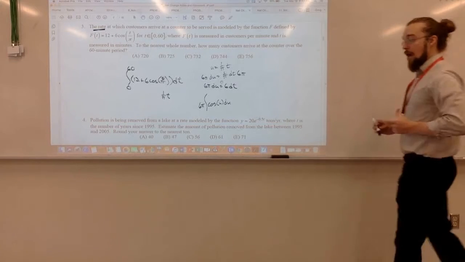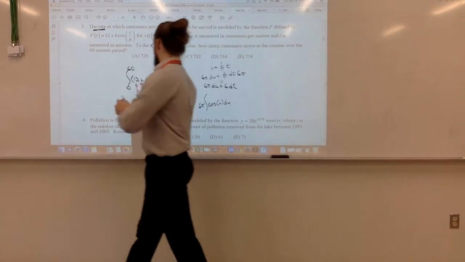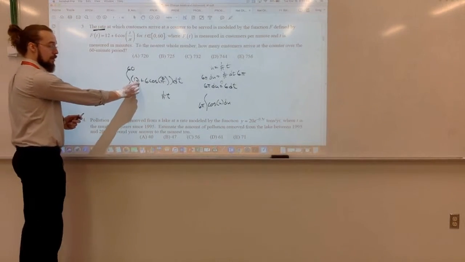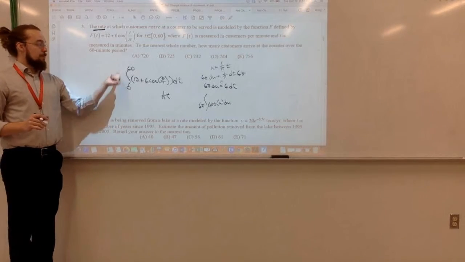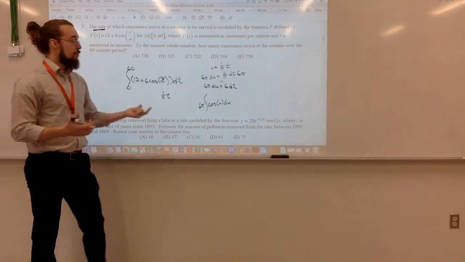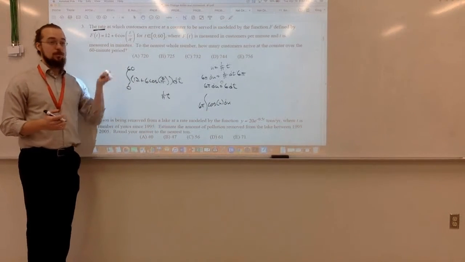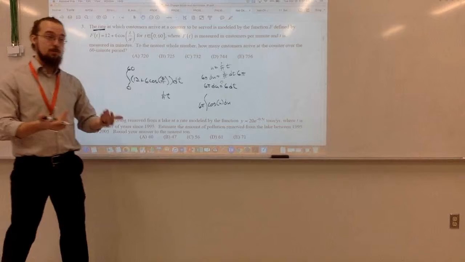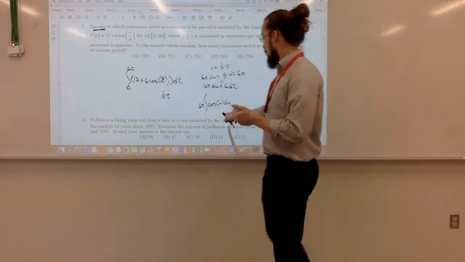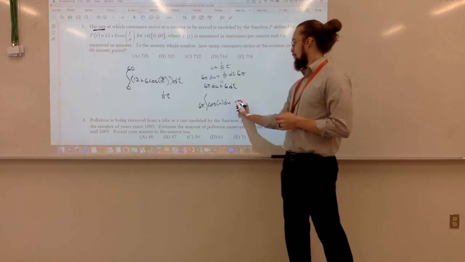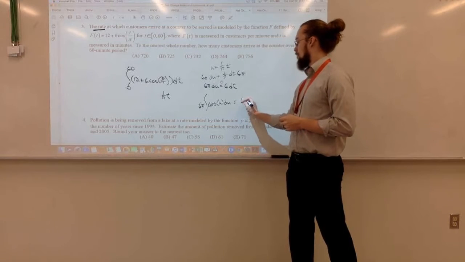Now, since I'm not using u substitution on this part, we would not want to plug in our bounds. We would just want to find the antiderivative of each of those pieces separately and then plug in our actual 0 and 60. We may not do u substitution on the bounds. So this, the antiderivative of cosine is what?